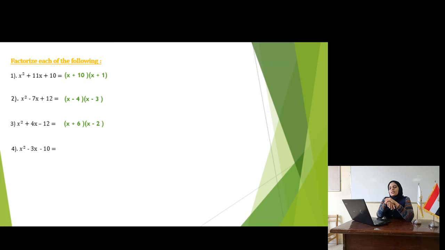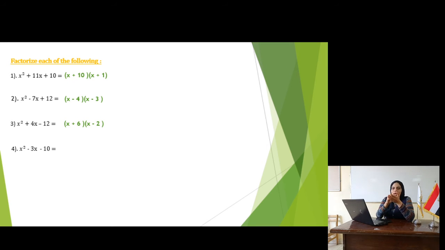x power 2 minus 3x minus 10. This is a trinomial expression. The coefficient of x power 2 equals 1. So we will factorize x power 2 to x and x. Then look at number 10, which is the third term. We will factorize 10 into 1 by 10 or 2 by 5.